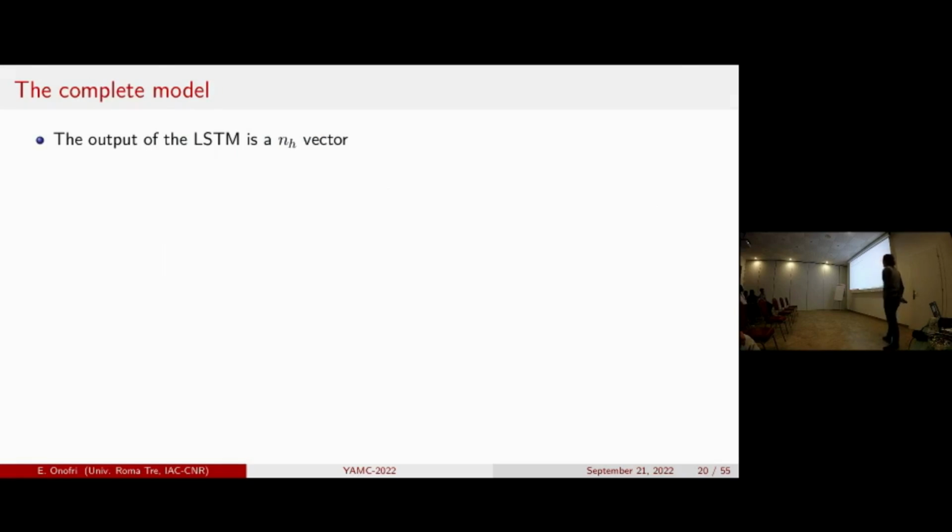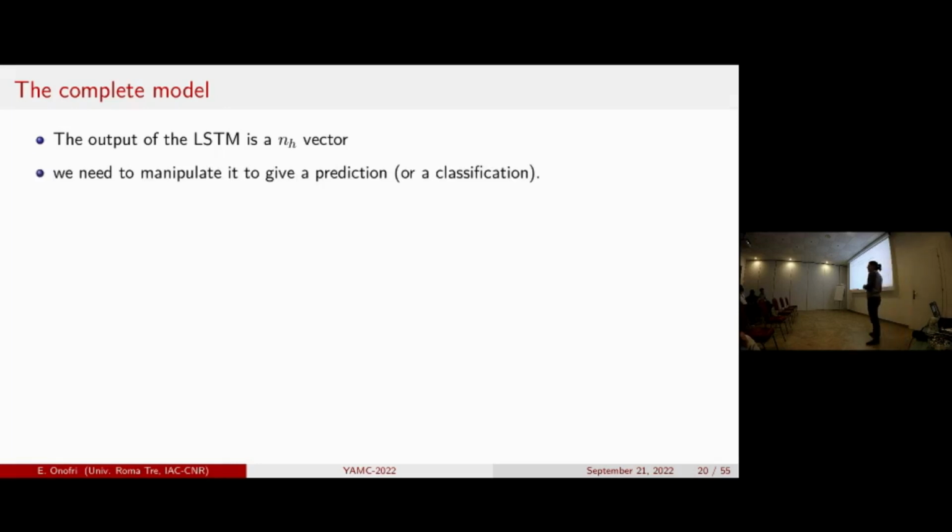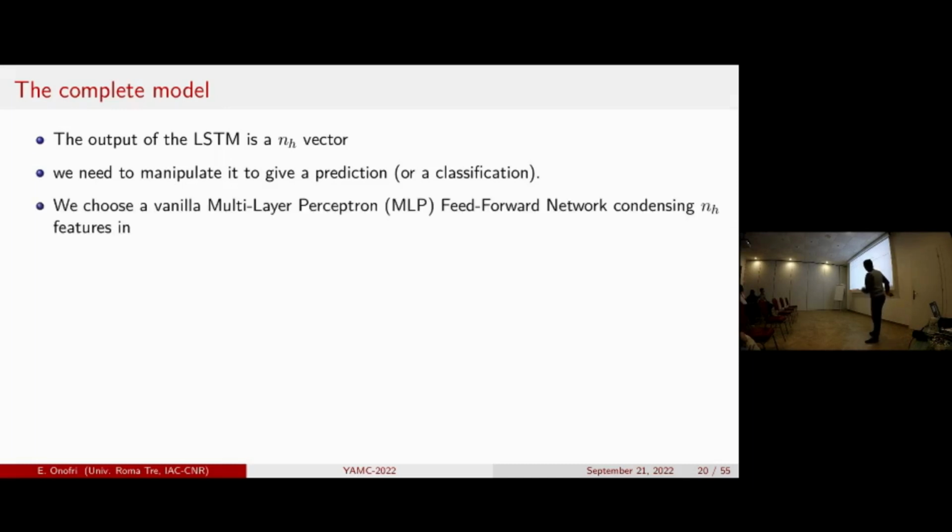The output of the LSTM is a vector, not a single feature, so we have to take this output and process it in some way. We use a vanilla MLP in order to do so.